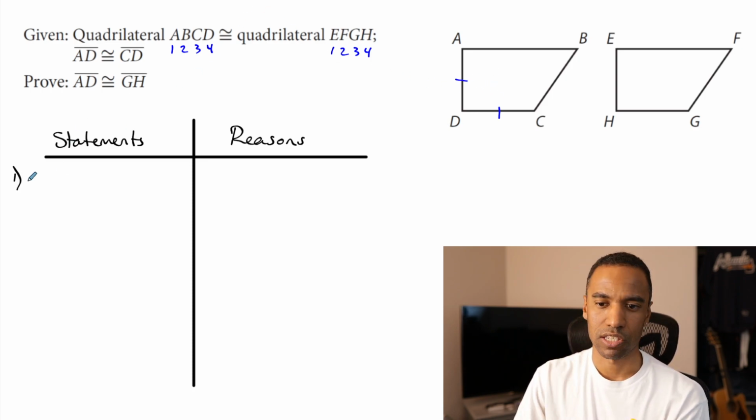But let's start writing some of that stuff out, guys. Quadrilateral ABCD is congruent to quadrilateral EFGH.